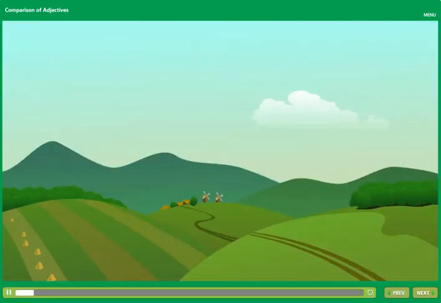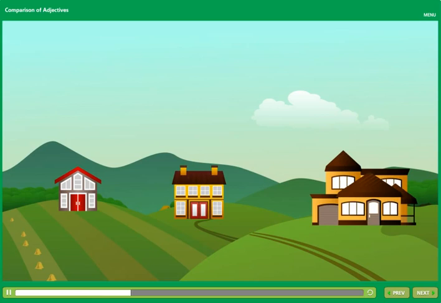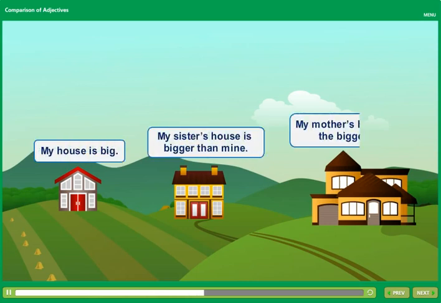We already know that adjectives are words that describe nouns, but adjectives have more than one job. They can also compare nouns. For example, look at the following sentences. My house is big. My sister's house is bigger than mine. My mother's house is the biggest.